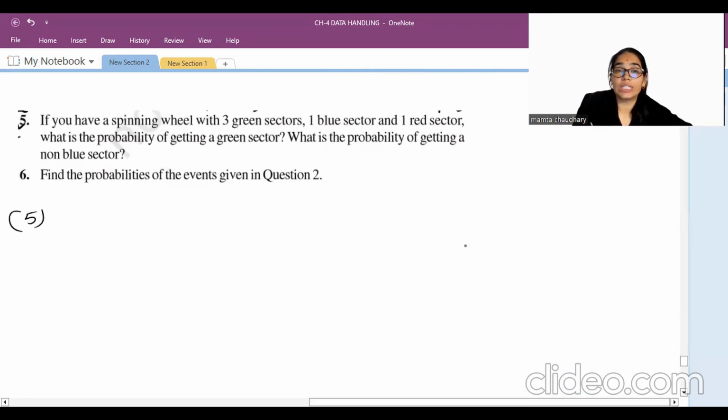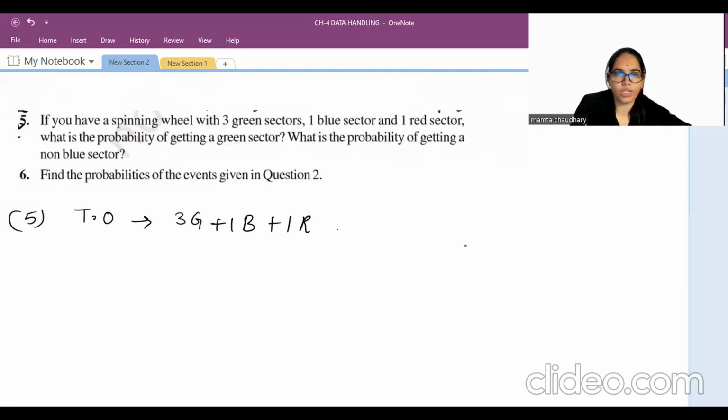So there are 3 green sectors. So total outcomes, if I talk about 3 green plus 1 blue plus 1 red. Okay. So total is 3 plus 1 plus 1, total outcomes 5. We need to find the probability of getting a green sector. So favorable outcomes, it means green sector. How many green sectors are there? Green 3.